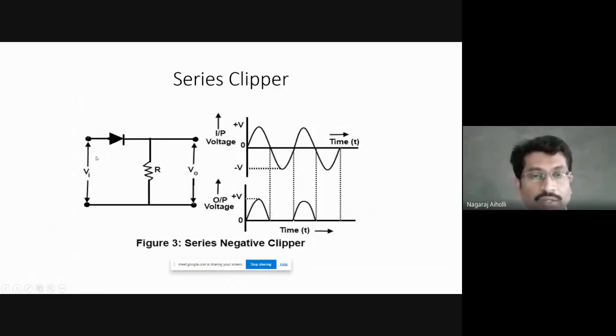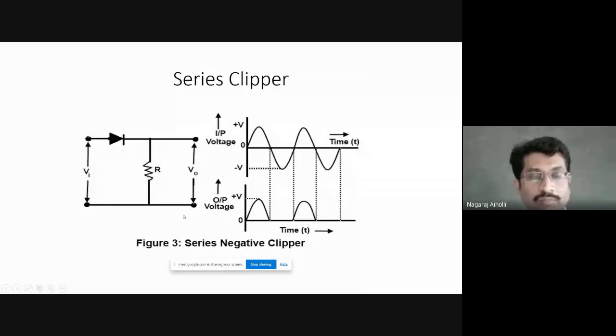Now for the negative half cycle, the input will be minus plus. It has changed its polarity, so minus will be connected to positive and plus to negative. The diode will be in reverse bias condition, it is open circuit. When the diode is open circuit, the current cannot flow, so we will not get the output across the load. Hence the negative portion of the applied input signal is clipped off. So this is an example of a series negative clipper.